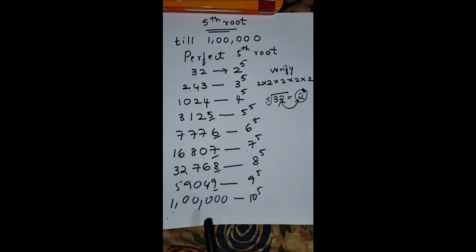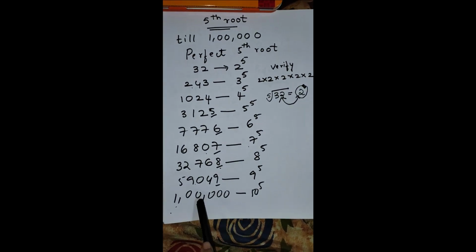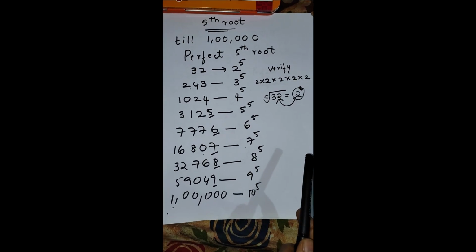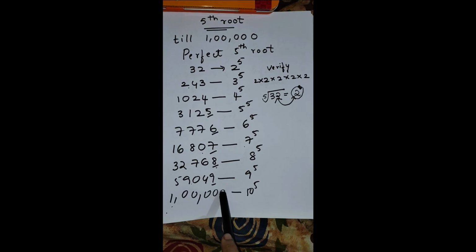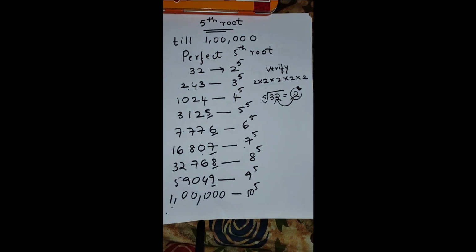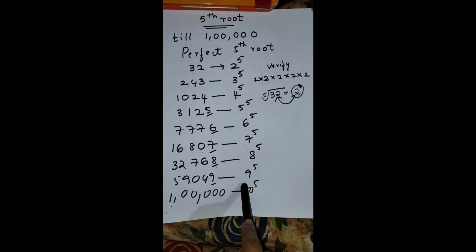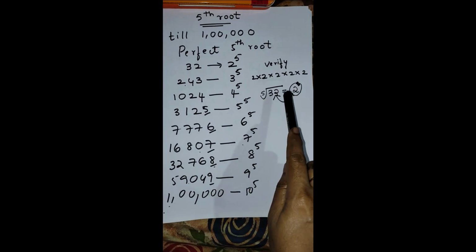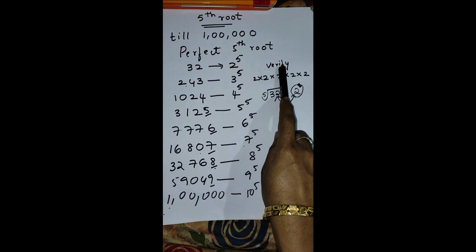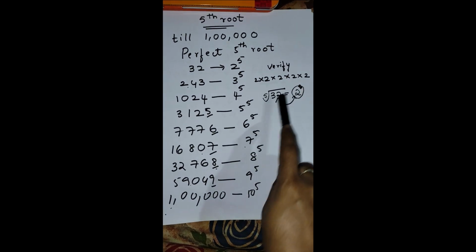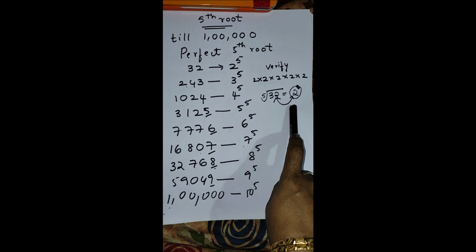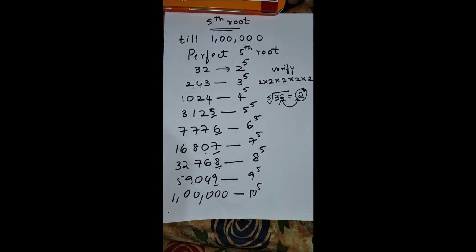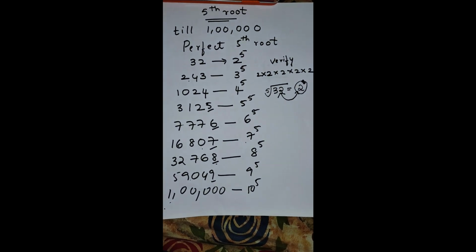Till only 1 lakh you can take, not more. If the number is more than 1 lakh, you have to follow the normal method. But if the number is below 1 lakh and it is a perfect fifth root, use this easy method. Just for confirmation, you can verify: 2 into 2 into 2 into 2 into 2, the fifth root of 32 is 2. It is one of the easiest methods.